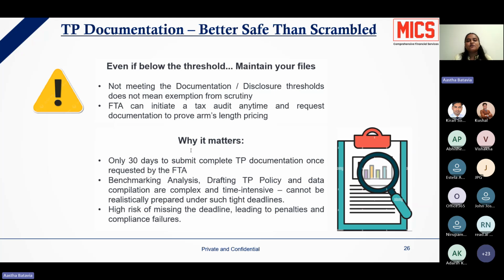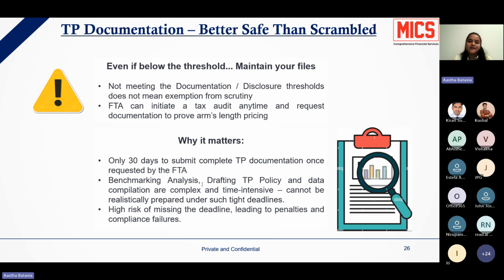Even if your company does not meet the threshold for documentation or disclosure, you are not exempt from tax scrutiny. The FTA can still initiate a tax audit at any time, and when they do, they can ask for proof, saying you have related party transactions of X or Y amount, and please explain whether they were conducted at arm's length or not. So that's when the real pressure kicks in.